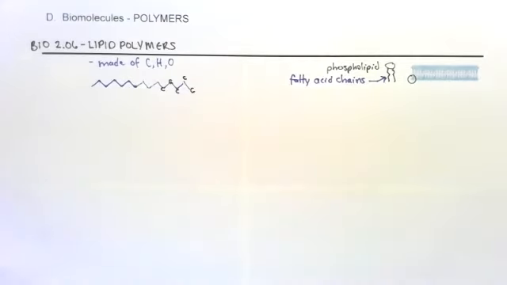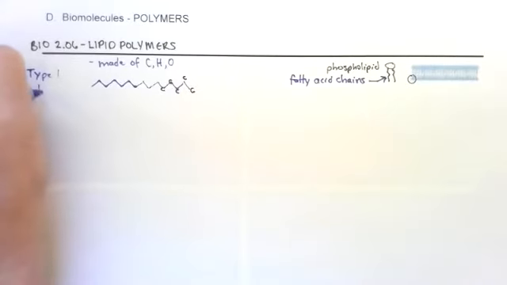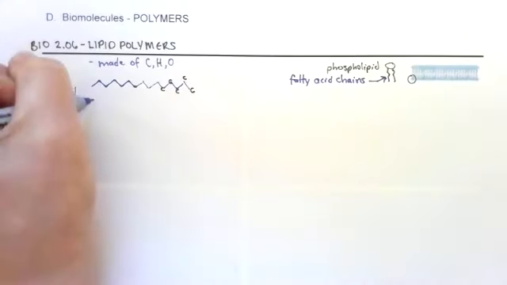Well, we have two different types of fatty acid chains. So this is type 1, and it's called saturated, or a saturated fat. And you might have heard about this before on food shows when they're talking about health. And I'm going to draw two of them side by side.